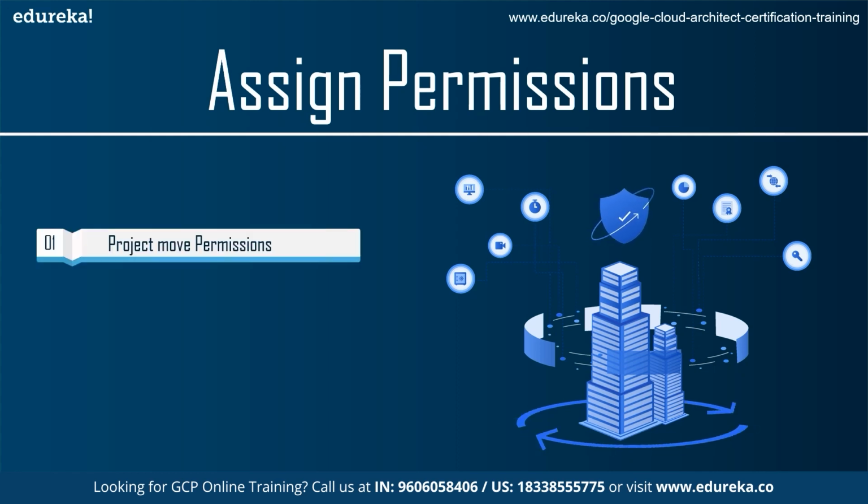So the first is project move permission. On the project resource that you want to move and its parent resource, you need the Project Mover role, or another role that includes the following permissions for the V1 Resource Manager API. So the permission required for the resource you are moving is resourcemanager.projects.update. And the permission required for the parent resource will be resourcemanager.projects.move.